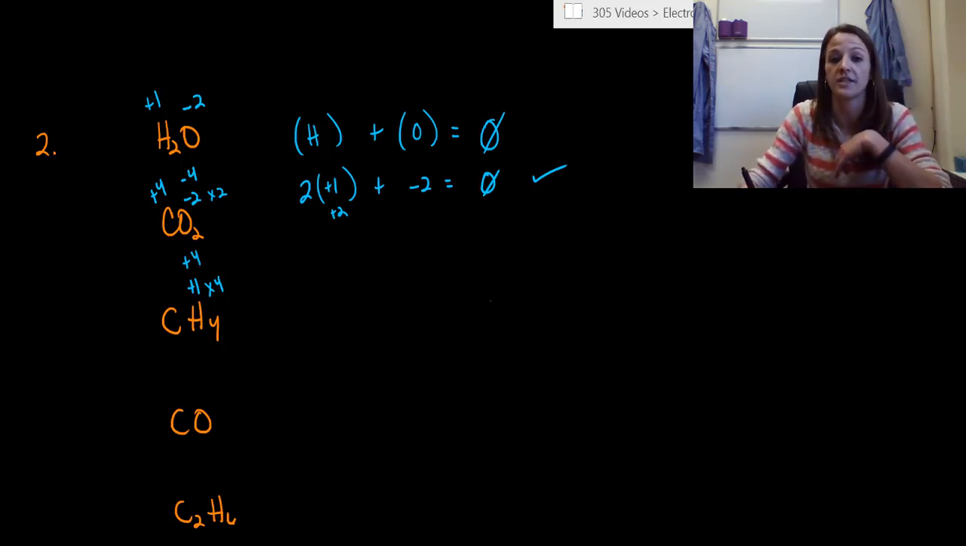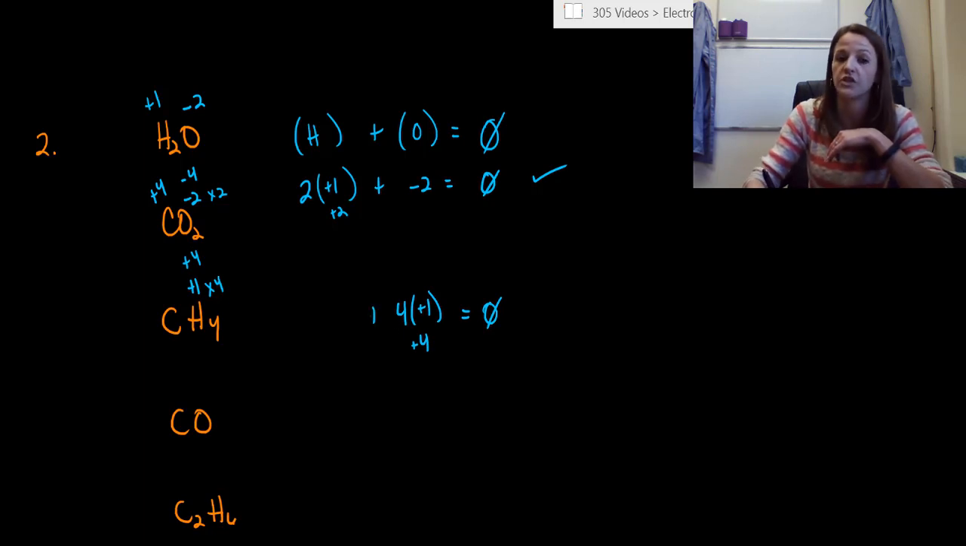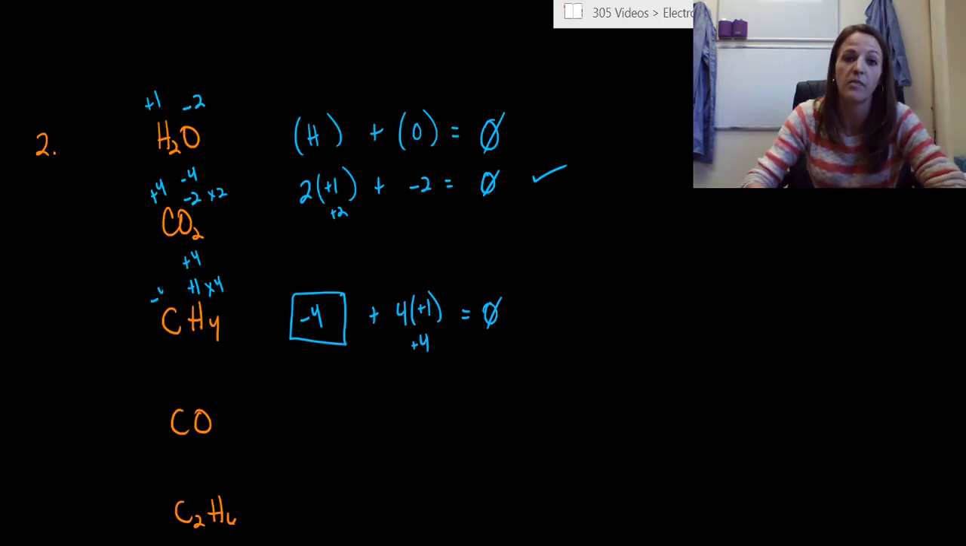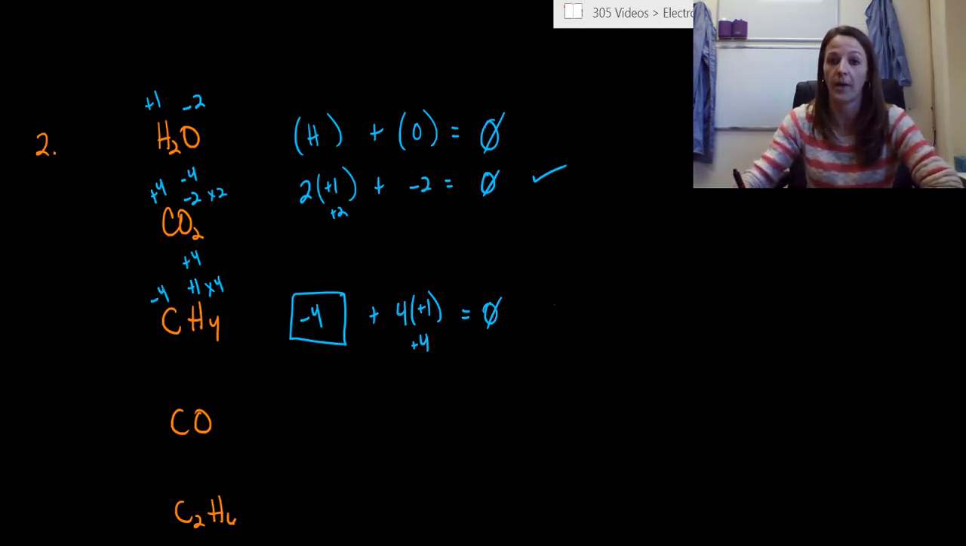Now, we know that it's a neutral compound, so it needs to have an overall charge of 0. There's 4 hydrogen, so 4 times +1 gives us an overall charge of +4 for our hydrogen component. And so we know that the charge of whatever carbon is plus 4 needs to give us 0. The only number that can work to make this mathematically true is that carbon must be -4, so that works out as well.